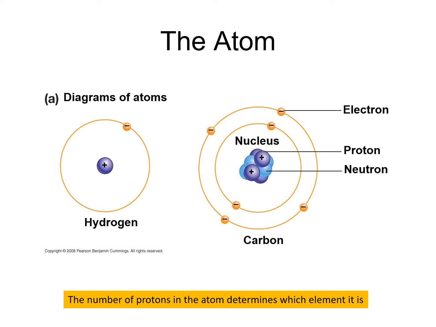The number of protons in the atoms determines what element it is. That's rather important. So with hydrogen, we've got 1 proton. That means it's hydrogen. If we add a neutron to that, we've got deuterium, but that is a type of hydrogen. If we add another neutron, we've got tritium, but that is a type of hydrogen. So the number of protons determines what element it is that we're looking at.